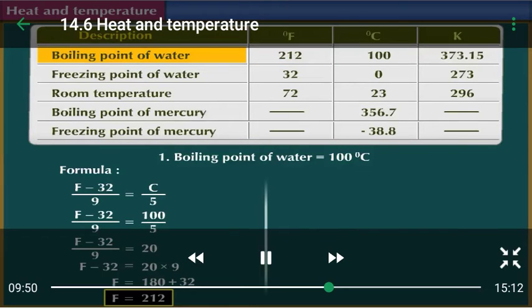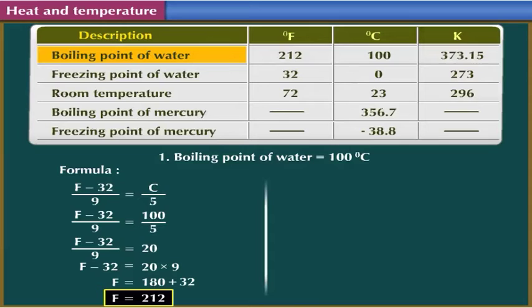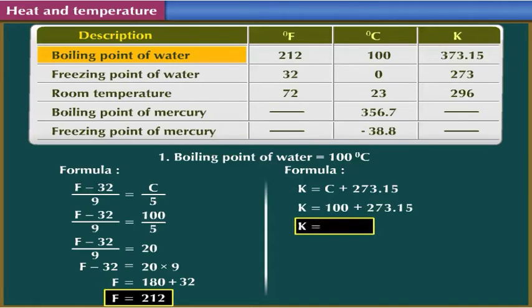Let us now convert it into Kelvin using the formula K is equal to C plus 273.15. Thus, K is equal to 100 plus 273.15. Therefore, K is equal to 373.15 Kelvin. The calculated value is matching with the one given in the table.